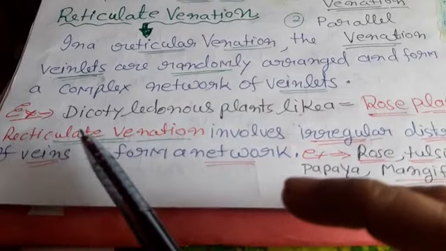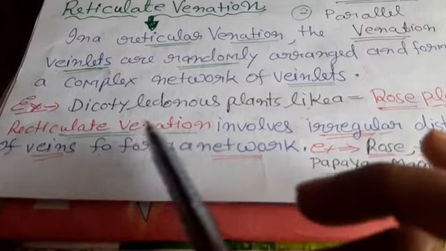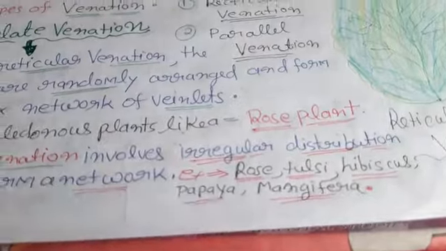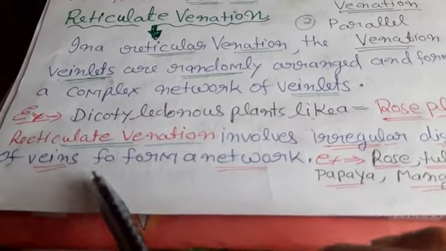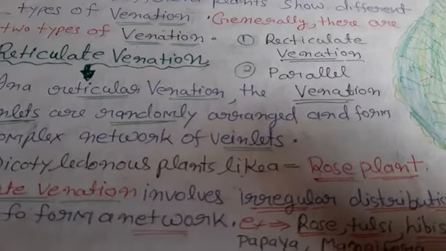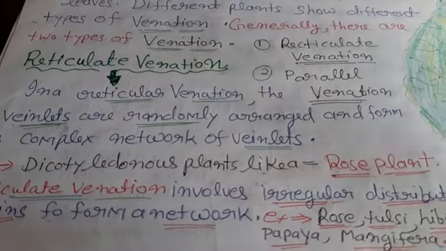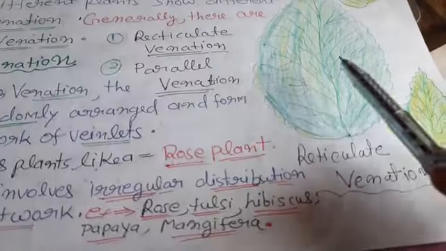This is a very important topic with important lines. Reticulate venation involves irregular distribution of veinlets, irregular distribution of veins to form a network. This is called venation. So irregular distribution and random arrangement, forming a complex network of veinlets present on the leaf surface, is called reticulate venation.